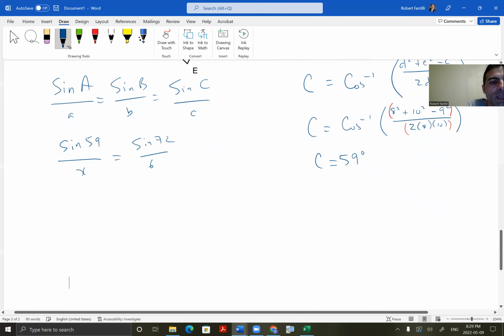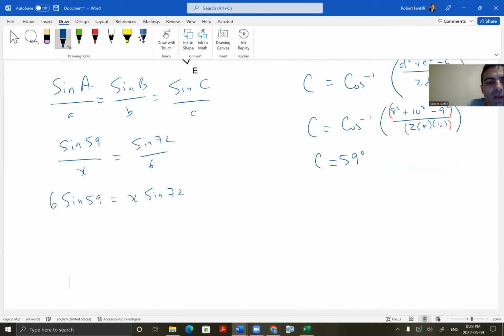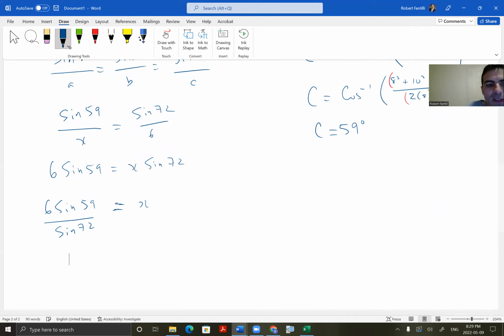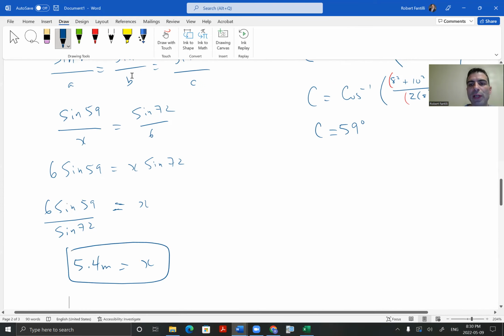If we cross multiply, I get 6 sine 59 equals X sine 72. So X will equal 6 sine 59 divided by sine 72. And I called it X, it's really technically side length C, but we're going to get X equal to about 5.4 meters if you do that correctly, rounded to the nearest tenth.